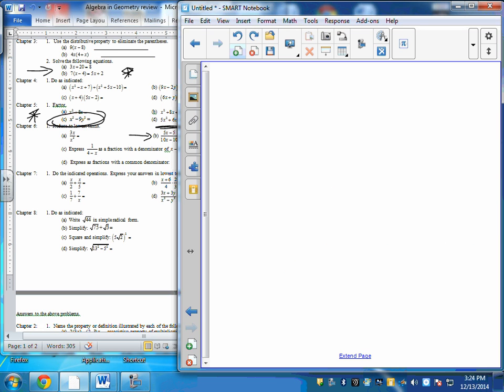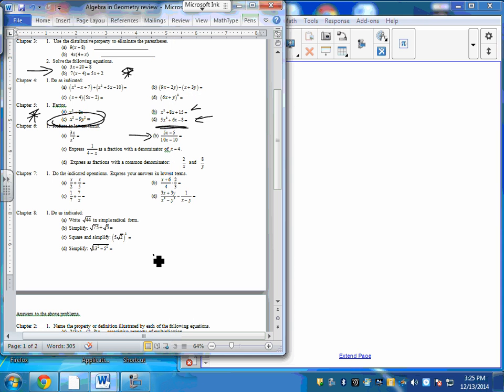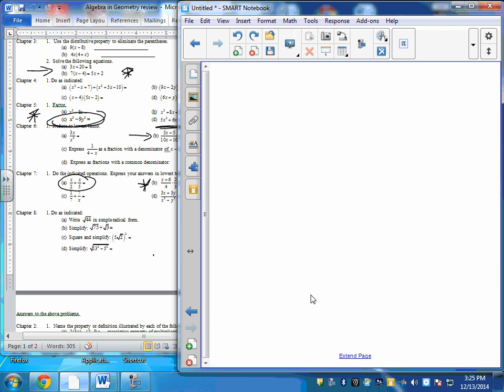Let's see. Single fraction in lowest terms. So this was one that we had to write as a single fraction. And I'll play with this one as well to sort of give you a clue as to what you're going to be working on on your exam. Okay, so the first one, this is a write as a single fraction in lowest terms.